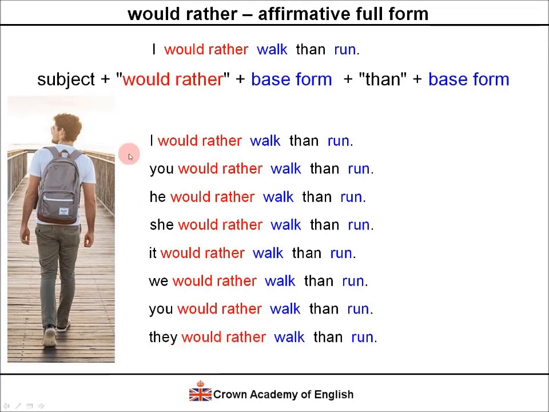So as you can see, the only thing that changes is the subject. All the other words stay the same. Would rather is the same for each subject. And we always use the base form. That never changes. So this means I would prefer to walk. If I have a choice of walking or running, I prefer to walk. So I would rather walk.